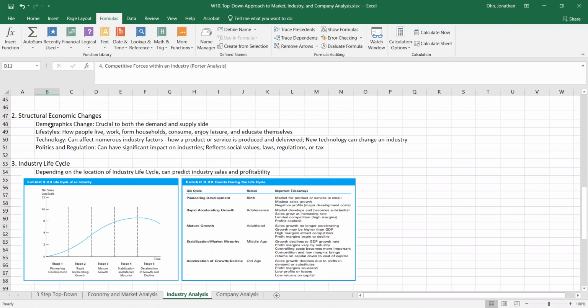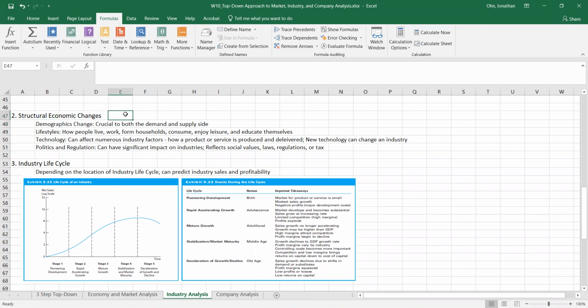And structural economic change has nothing to do with the cyclical business cycle. Demographic changes are oftentimes crucial to both the demand and supply side. All right, lifestyle, how people live, work, form households, consume, enjoy leisure and educate themselves, technology and political regulations.